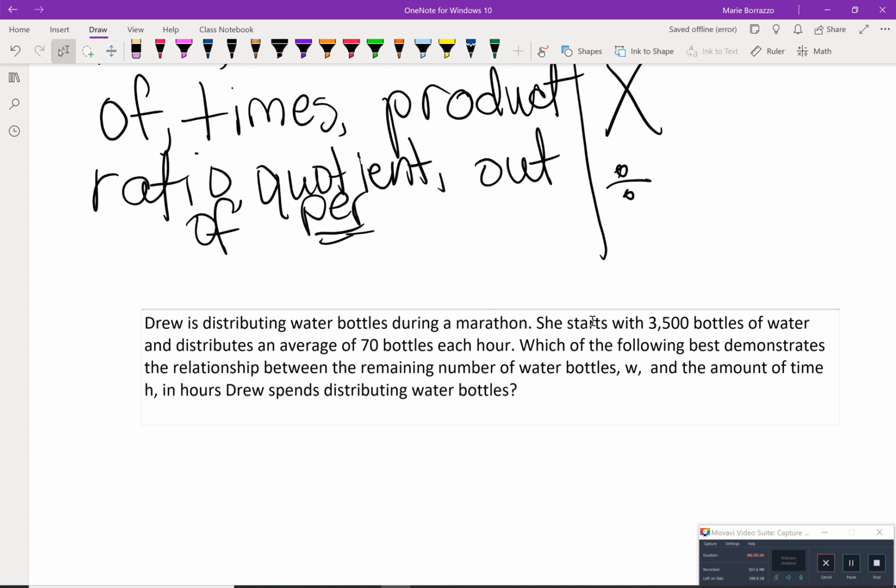All right, and so they're going to give you 4 possible answer choices. So they give you W is possibly equal to 3,500H minus 70. Then they give you W is equal to 3,500 minus 70H. In C, they give you H is equal to 3,500 minus 70W, and D gives you H equals 3,500W minus 70. So those are your 4 answer choices.